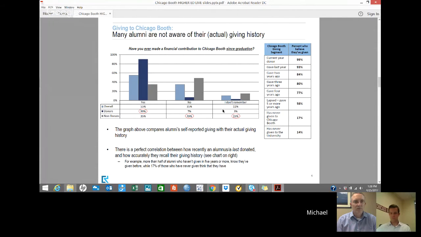So everyone in the alumni database is in one of these categories. And then next to it, based on the respondents, is the percentage who believe they've given. And you'll see there's a very, very obvious trend going down. So 99% of people who actually gave know they've given. And then going down from there, as time passes, people become much less aware.